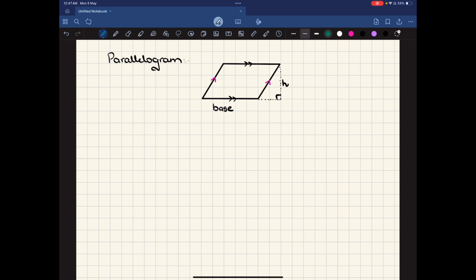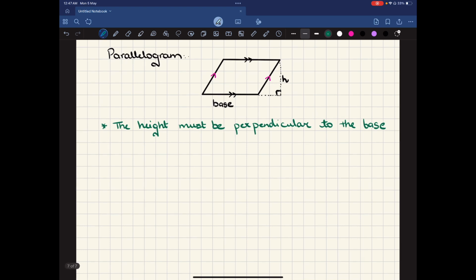Okay? This is extremely important for you to understand that the height must be perpendicular, which means that it is at 90 degrees to the base and it will be shown like this. Okay?